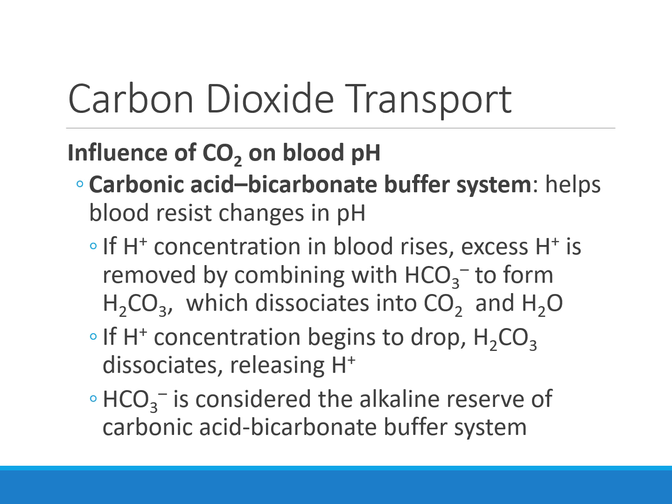So if the hydrogen ion concentration rises, excess hydrogen ion is removed by combining it with bicarbonate to form the acid, which dissociates into carbon dioxide and water. If the hydrogen ion concentration begins to drop, the bicarbonate dissociates and releases hydrogen ion, and that is considered an alkaline reserve of the carbonic acid-bicarbonate buffering system. So basically, this is what keeps the pH of your blood from changing while we're carrying carbon dioxide.